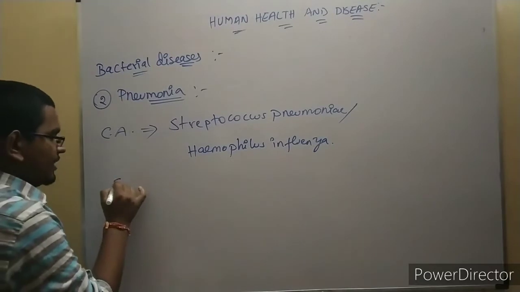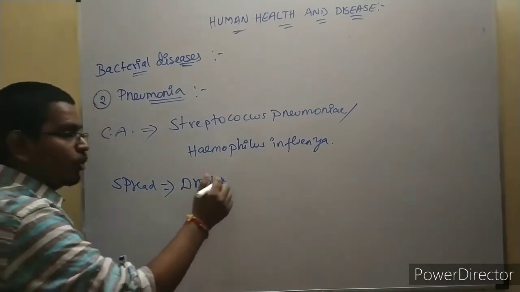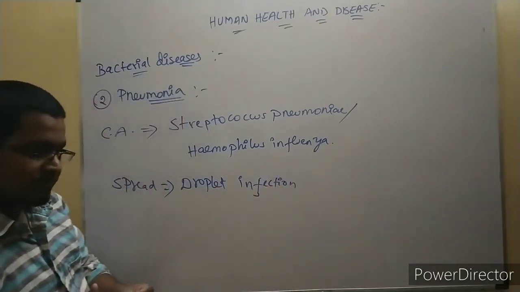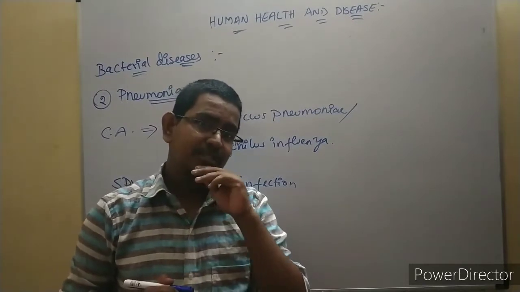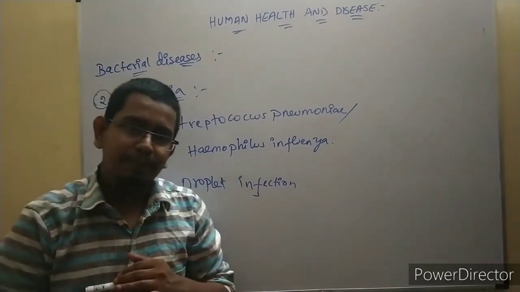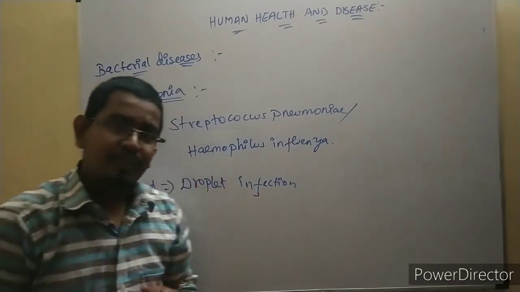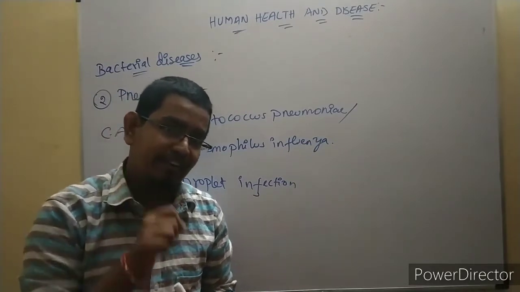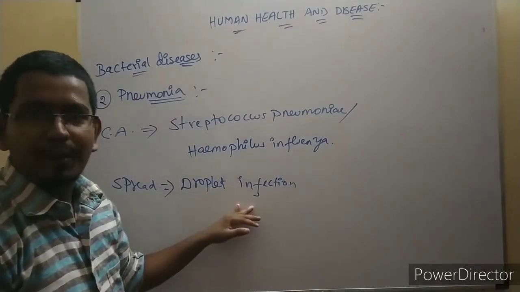How will it be spread? It will spread through droplet infection. If any person is suffering from pneumonia, and someone is in direct contact with them, then while speaking, the droplets spitting out from their mouth, if they reach that person and enter into their body, that person will also suffer from pneumonia. The person who is infected is known as the host, right? How will it spread, students? It will spread through droplet infection.